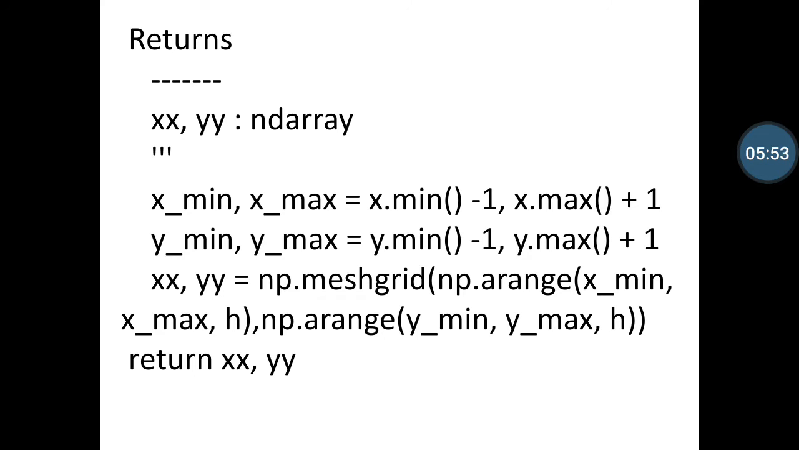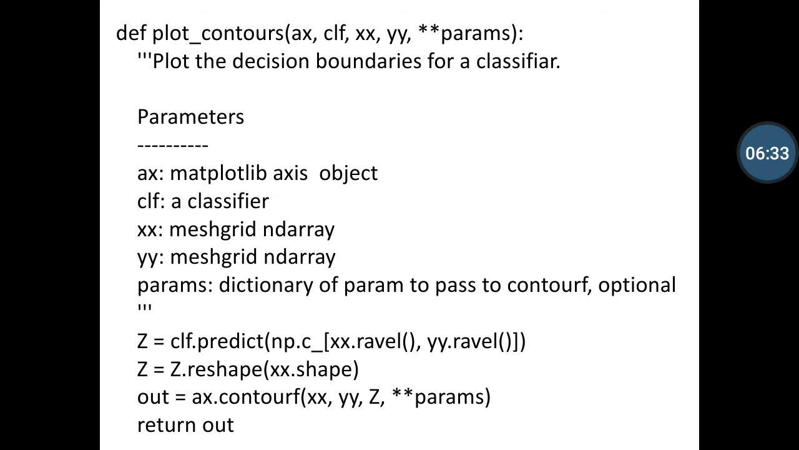Here xx, yy is equal to the np.meshgrid function, and put np.arange. np.arange is a method used in numpy arrays. It creates the values, so put the variables x_min, x_max and h, comma, np.arange for the y values, y_min, y_max and h, and then return the xx and yy variable values.